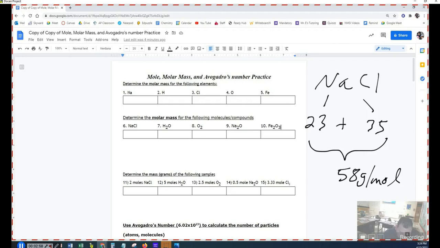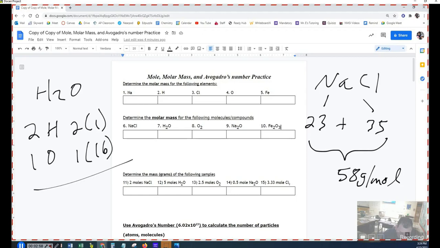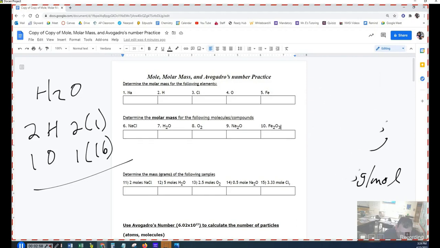Okay. Water, you're going to do H2O. You're going to do 2 times the mass of hydrogen, which is 1. So that's 2 times 1. And then you have 1 oxygen, so that's 1 times the mass of oxygen, which is 16. You're going to add those up: 2 plus 16. All right, O2. You have 2 oxygens, 2 times the mass of oxygen. There you go, 2 times 16.